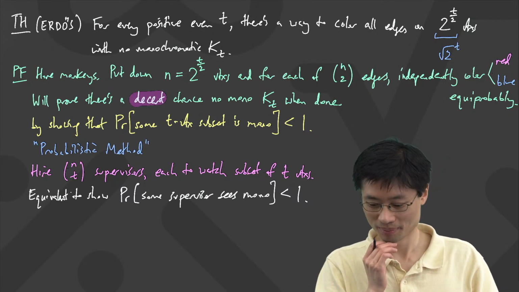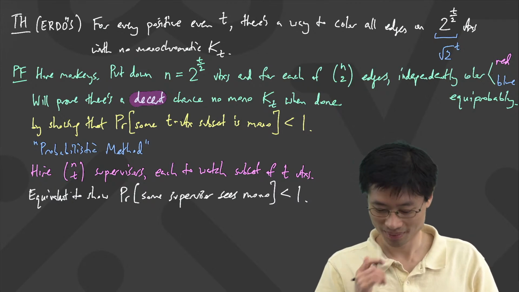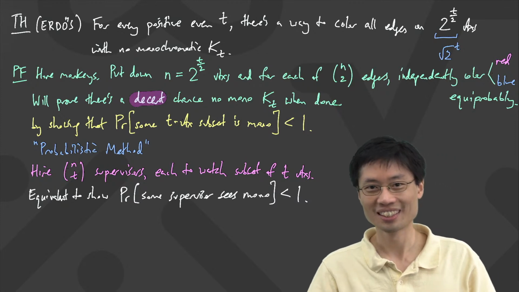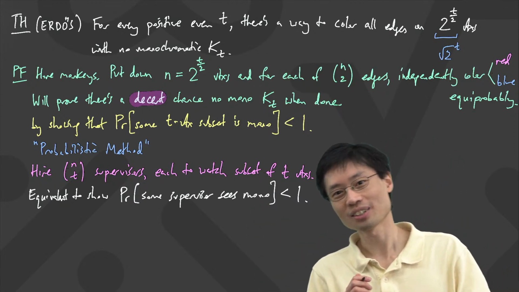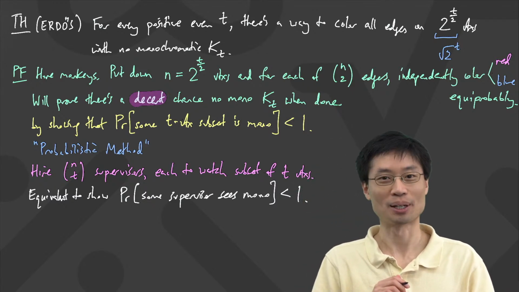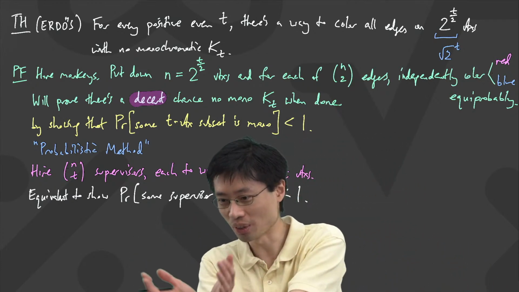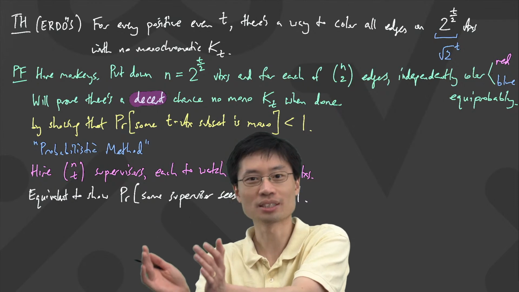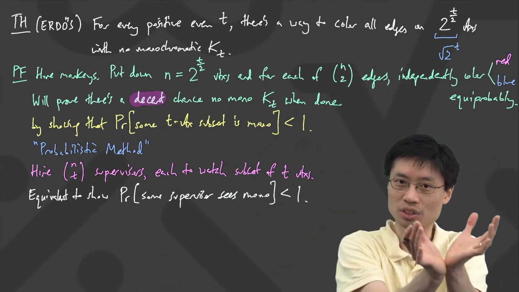What if we just figure out the probability that some given supervisor sees a monochromatic, and then just stupid bound it by adding up over all supervisors? Okay, so what you're saying is that, don't all the supervisors have the same probability of seeing mono? If you just say, hey, you're in charge of those t vertices, what's the chance that that's mono? That's going to be exactly the same as somebody else's job.